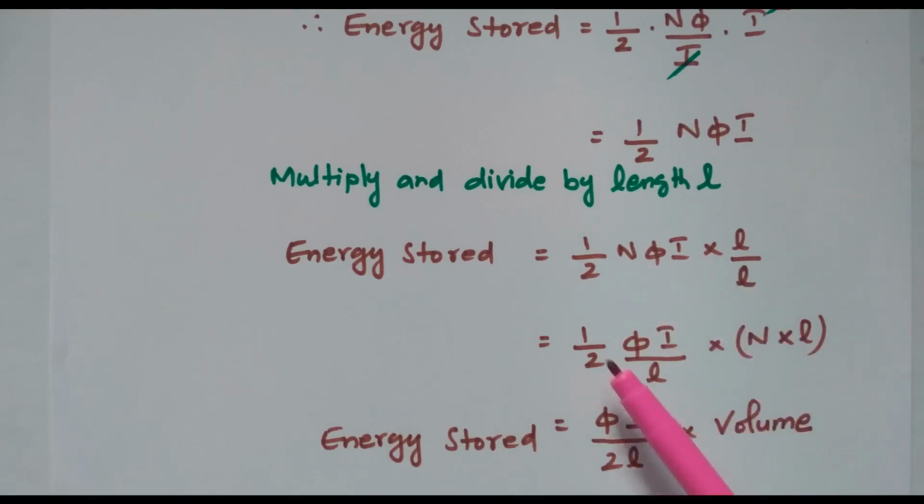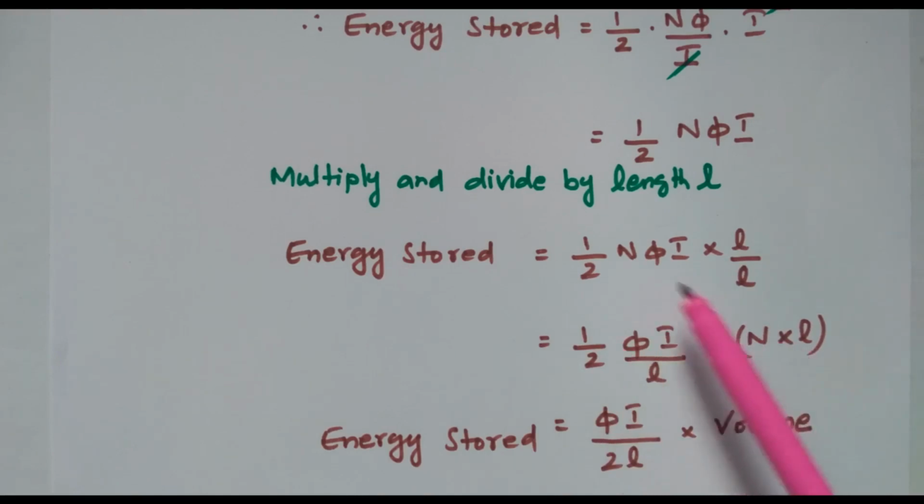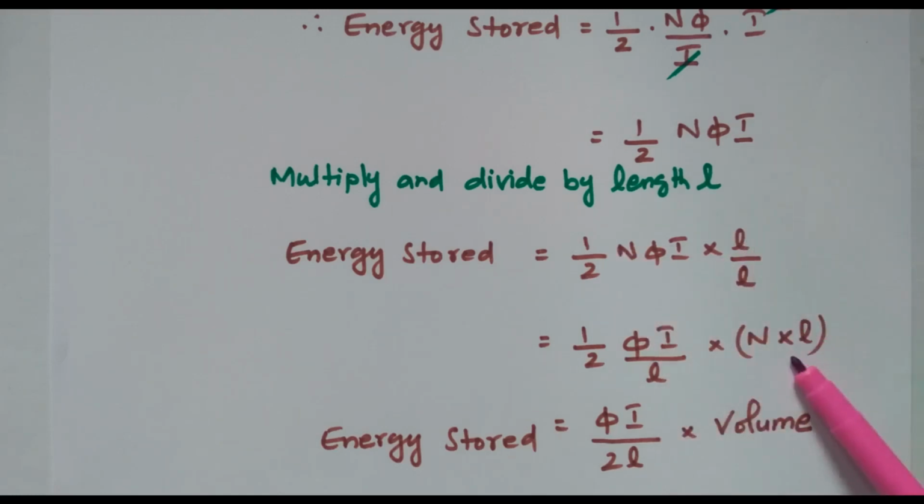Now rewrite this 1 by 2. This N into l is written separately, N into l. Remaining phi I divided by l is rearranged, right? N into l is written here, phi I divided by l is written here. So N into l is nothing but number of turns into length is nothing but a volume, right? So that is written as phi I divided by 2l into volume. Number of turns multiplied by length is nothing but a volume, right? So now we can see that.